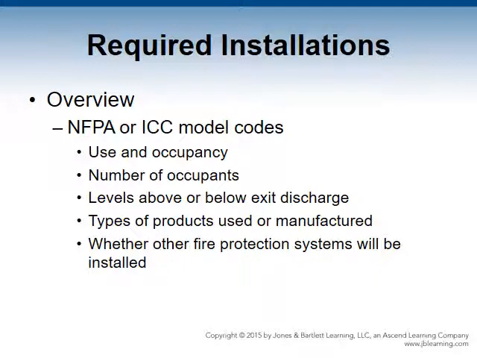Required installations. NFPA or ICC model codes establish the requirements of where manual fire alarm systems and automatic fire detection systems must be installed based on a wide range of characteristics, such as use and occupancy, the number of occupants, the levels above or below exit discharge, types of products used or manufactured, and whether other fire protection systems will be installed. Some property use and occupancies are not suited for manual fire alarm systems or automatic detection systems.